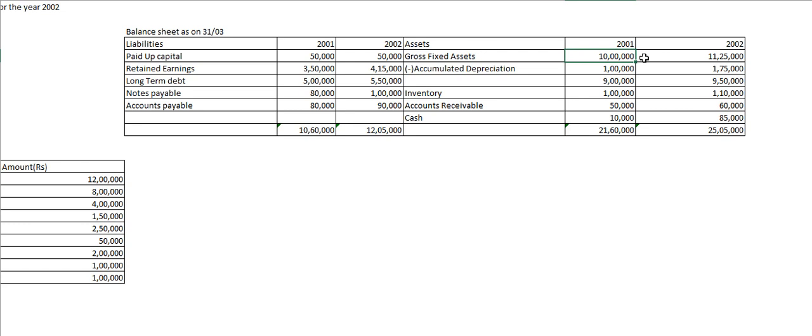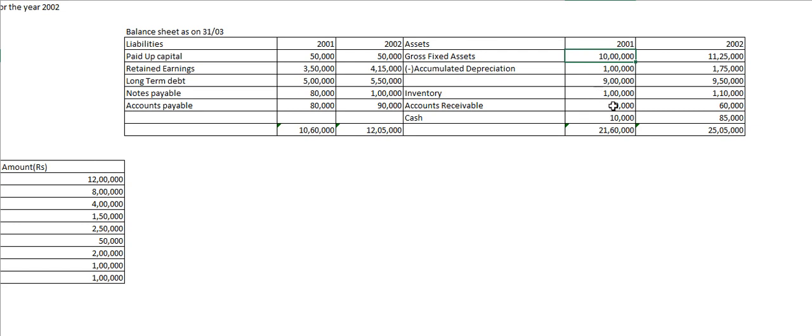Next, coming to gross fixed assets. If you see, your fixed asset has increased from last year to the current year, which means fixed assets have been bought, so there is a purchase of fixed assets. If there is a purchase of fixed assets, you will minus it under your investing activities. 11,25,000 minus 10 lakh, you will get 1,25,000, which is nothing but your purchases. Accumulated depreciation is given, so they have subtracted it and given the net fixed asset.